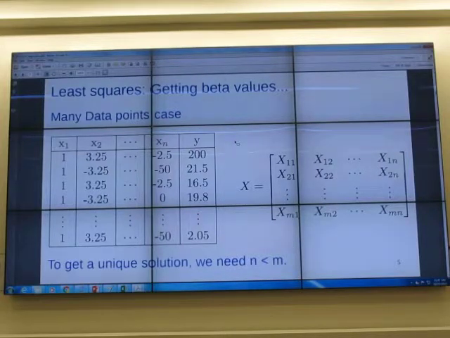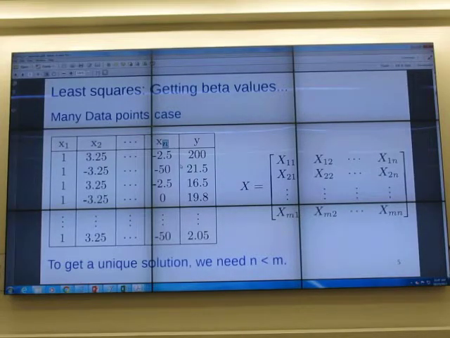So when we have multiple variables, this time we have x several times. That is for the first data point. That is the second data point. And we have how many? M data points. Okay. N is the number of independent variables.